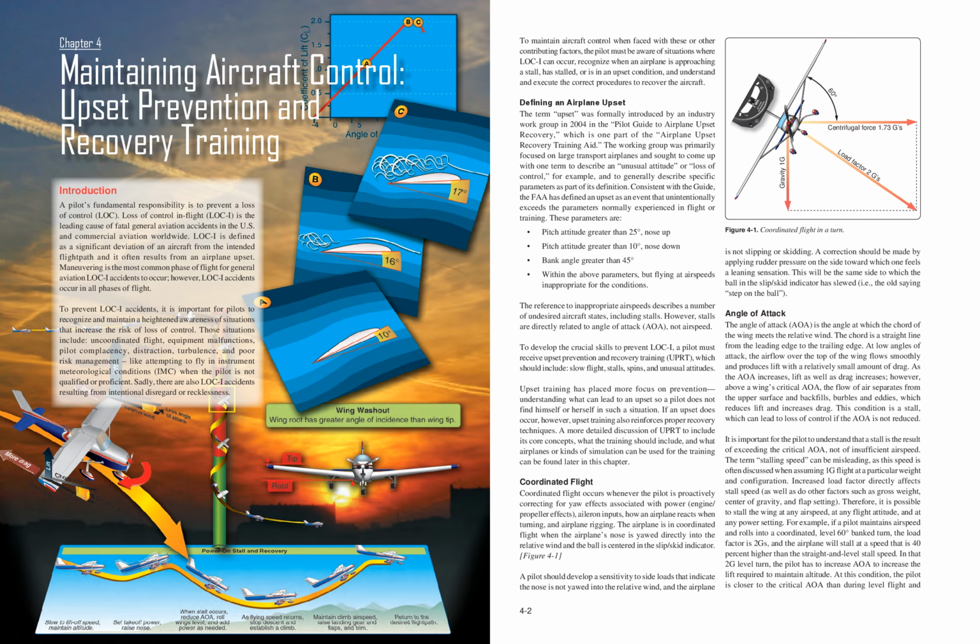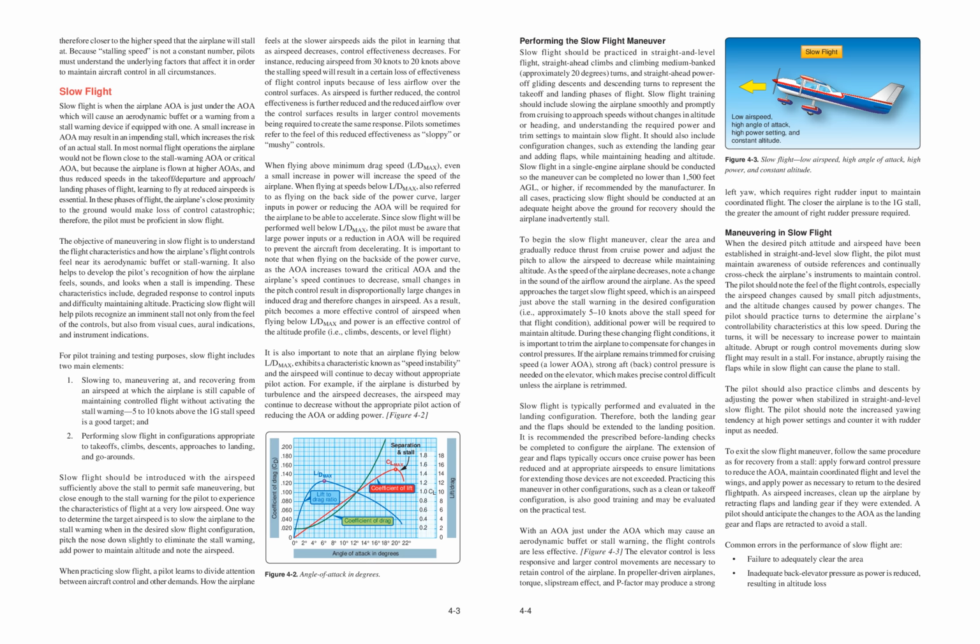For example, if a pilot maintains airspeed and rolls into a coordinated, level 60 degree bank turn, the load factor is 2 Gs, and the airplane will stall at a speed that is 40% higher than the straight and level stall speed. In that 2G level turn, the pilot has to increase AOA to increase the lift required to maintain altitude. At this condition, the pilot is closer to the critical AOA than during level flight and therefore closer to the higher speed that the airplane will stall at.